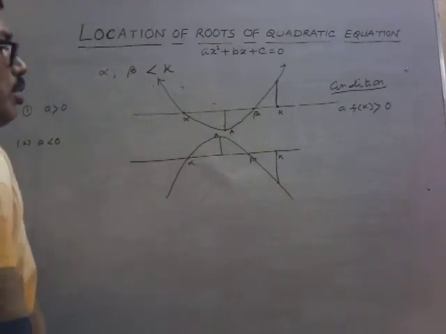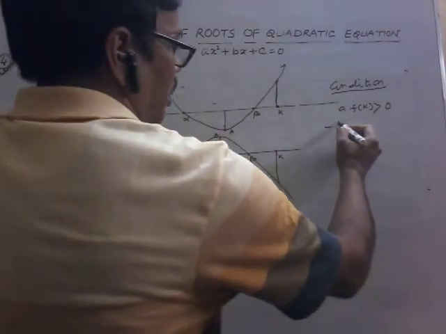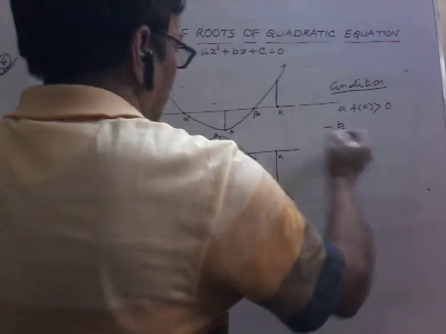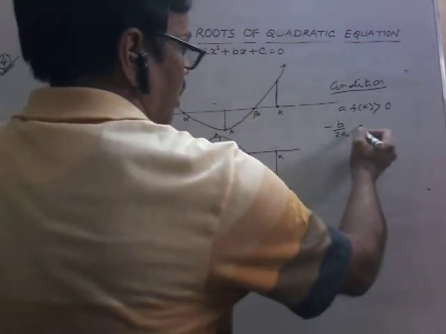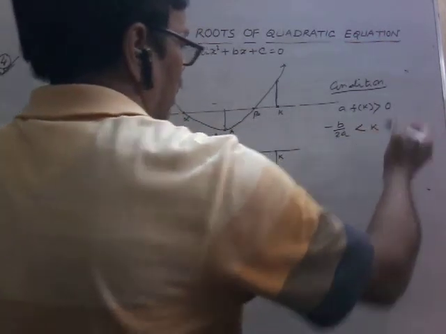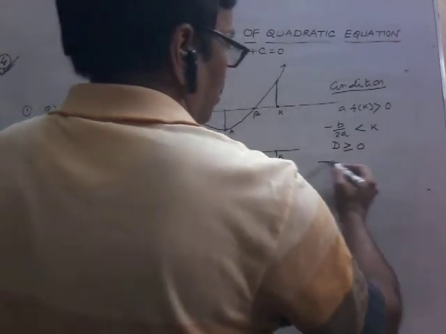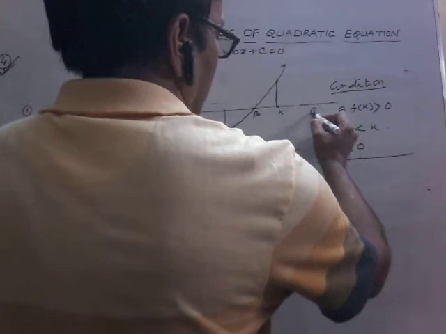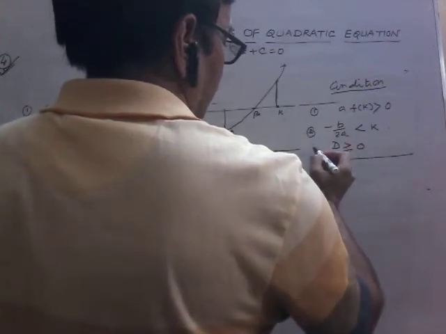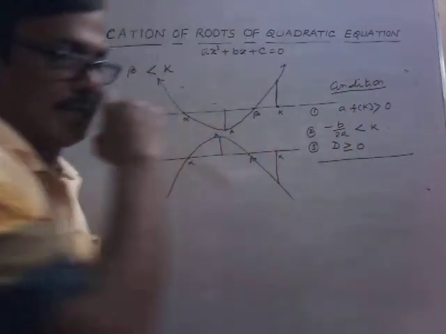So look, this one is minus b by twice a. This is the vertex. This one is less than K. And obviously d greater than equals to 0. These are the 3 conditions you are getting.